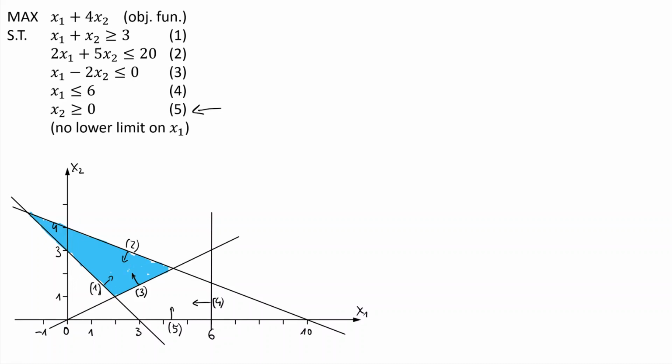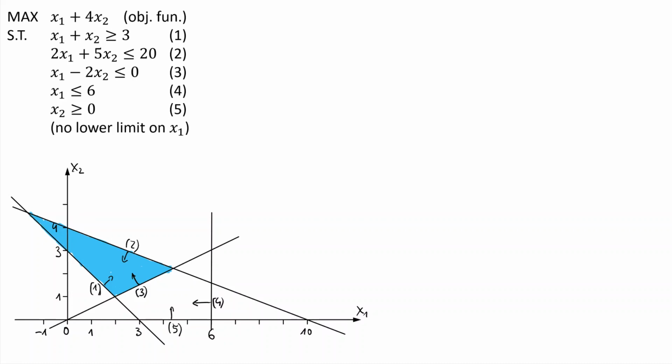Now let's see what happens if we add constraint number 4 and number 5. Well, nothing changes, because constraint number 4 is already satisfied by all the blue points, and constraint number 5 is already satisfied by all the blue points. So actually constraints 4 and 5 are redundant constraints. We don't need to consider them. They are always satisfied. If constraints 1, 2, 3 are satisfied, then constraints 4 and 5 will always be satisfied.